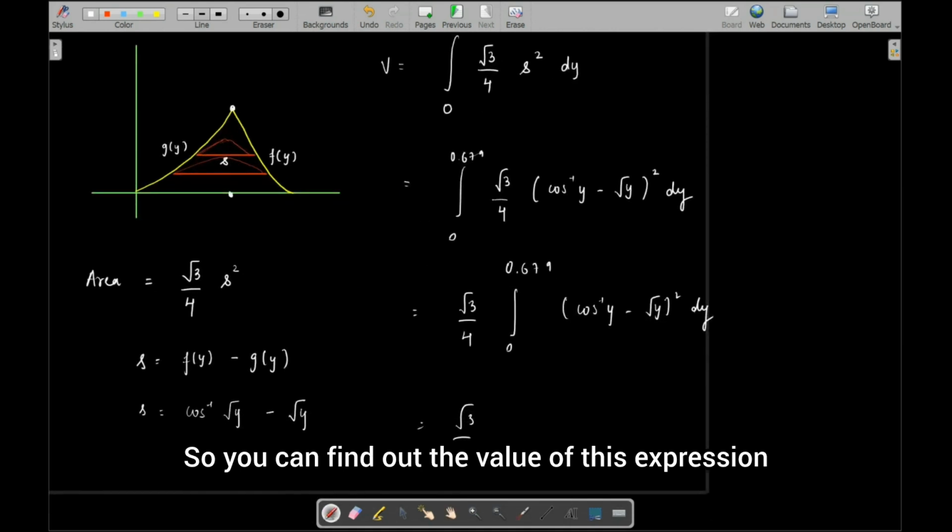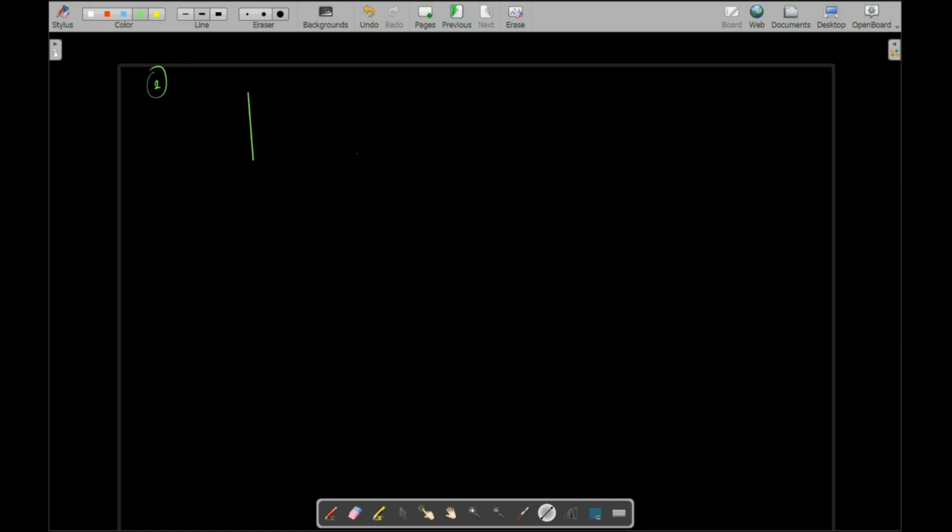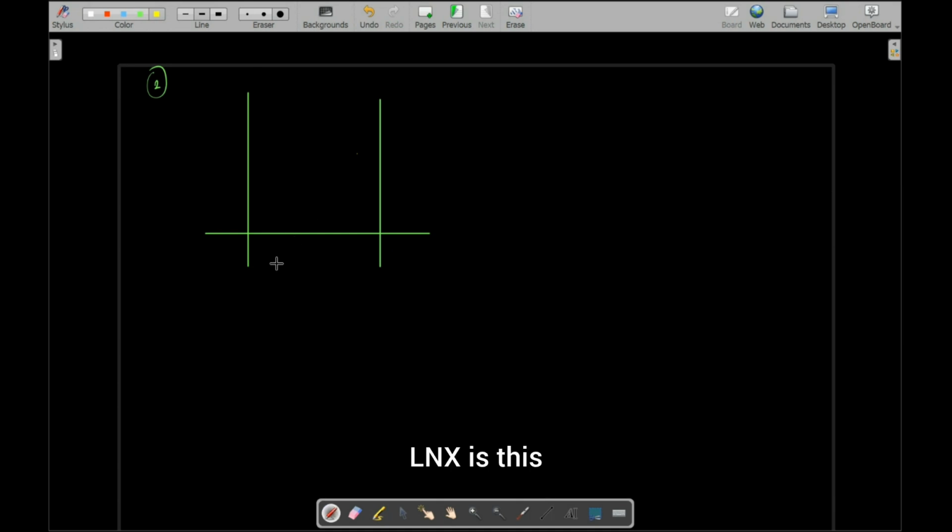So you can find out the value of this expression. Now you have to imagine that this is the solid. Let's quickly draw the solid. Ln x is this. So this is your solid.